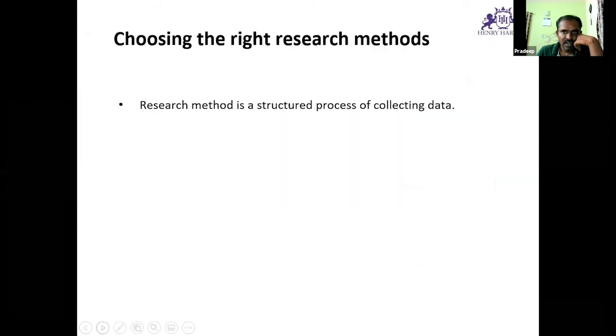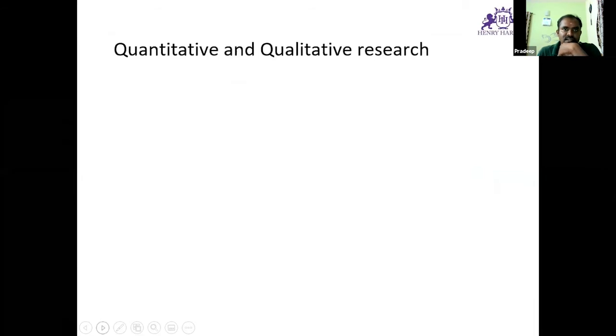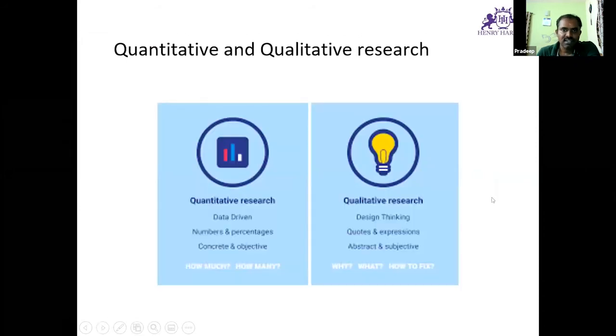So we will go to the next topic, something called research method. There are different kinds of research method. It is a structured process of collecting data. One is quantitative as well as qualitative research. So we have seen what is quantitative and qualitative research. Qualitative research talks more about codes, expressions, sentiments, and quantitative is more of numerical value.